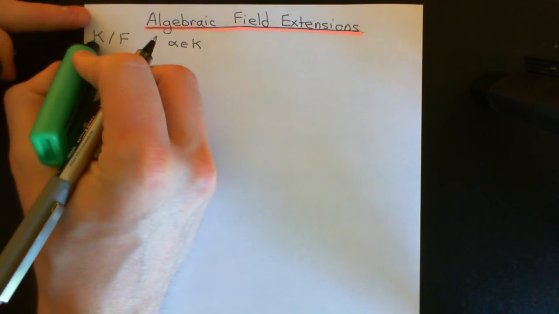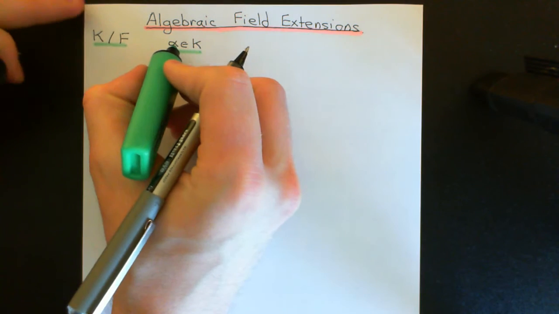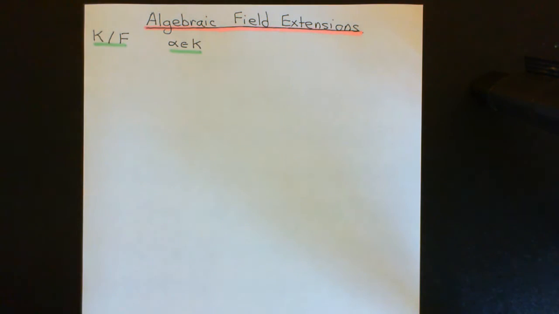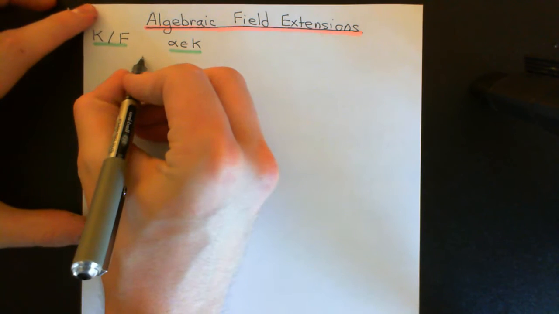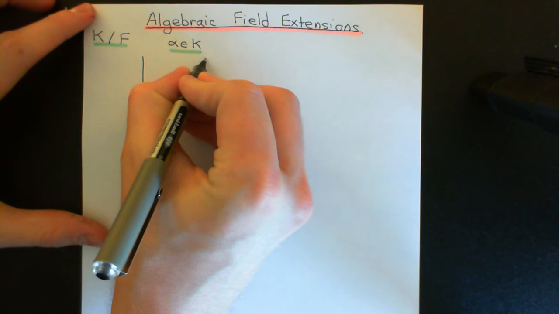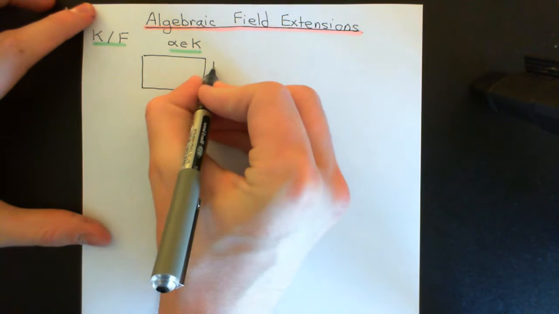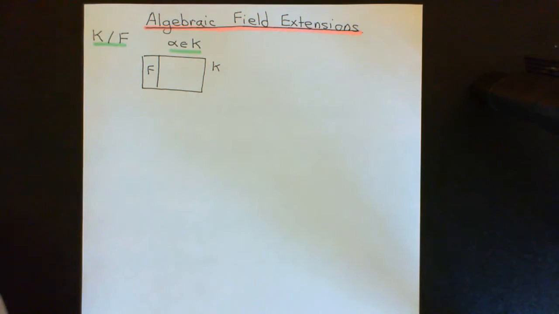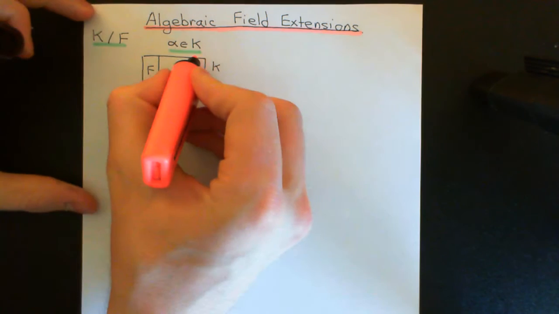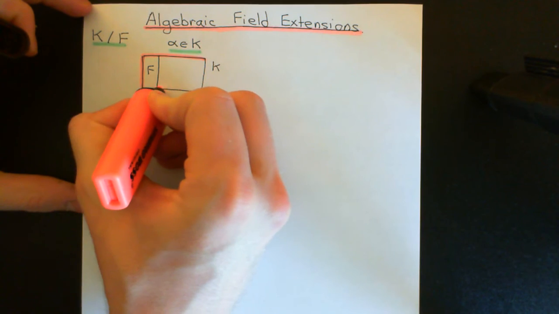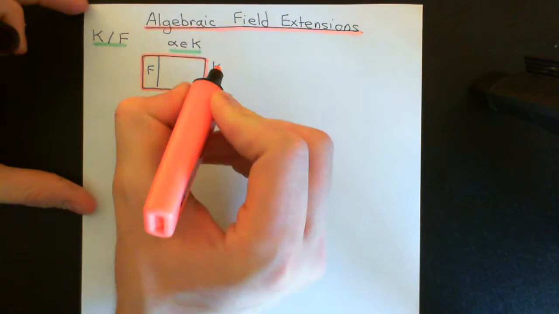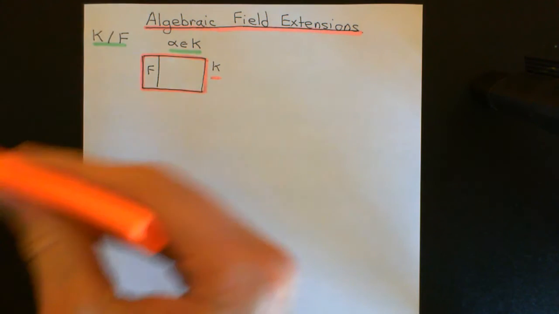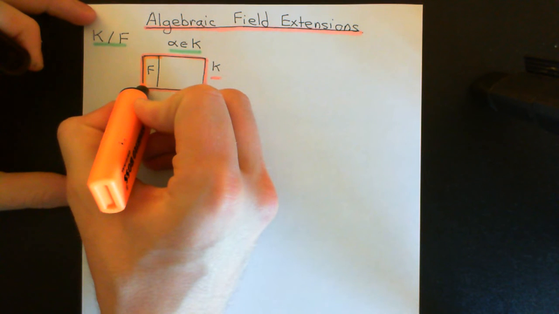So if I draw a picture for this, I'm not insisting that alpha is an element of the larger field extension outside of the smaller field. It could be in the smaller field, capital F. So let me just draw a picture for this. Here is my larger field, capital K, and here's my smaller field, capital F. We'll outline the larger field, capital K, in red, and we'll have the smaller field, capital F, in orange.